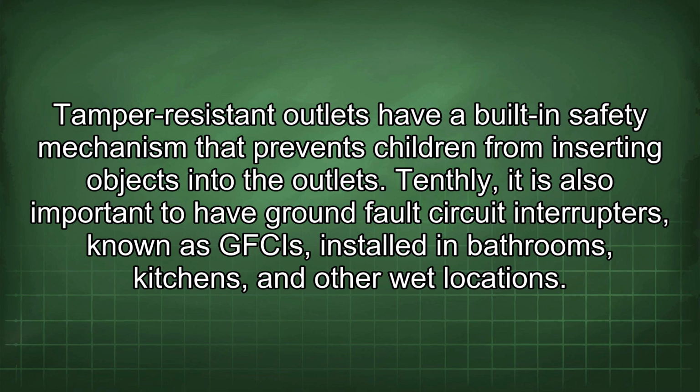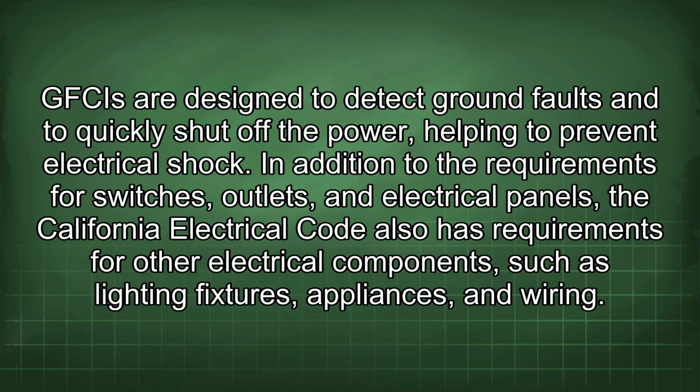Tenthly, it is also important to have ground fault circuit interrupters, known as GFCIs, installed in bathrooms, kitchens, and other wet locations. GFCIs are designed to detect ground faults and to quickly shut off the power, helping to prevent electrical shock. In addition to the requirements for switches, outlets, and electrical panels, the California Electrical Code also has requirements for other electrical components such as lighting fixtures, appliances, and wiring.